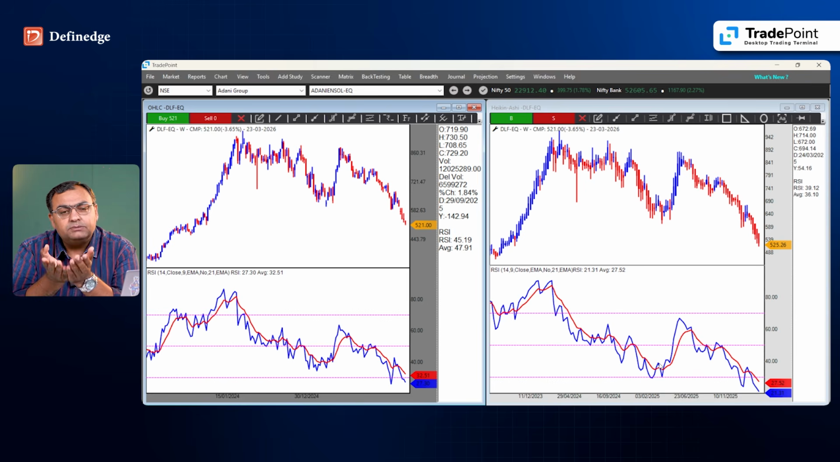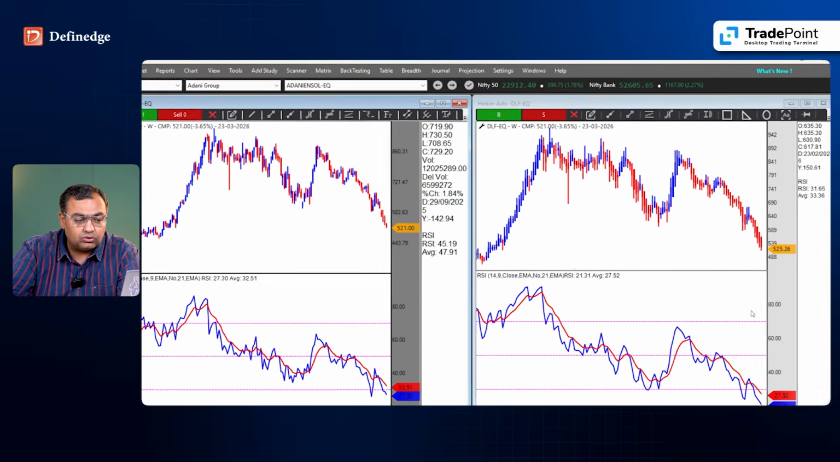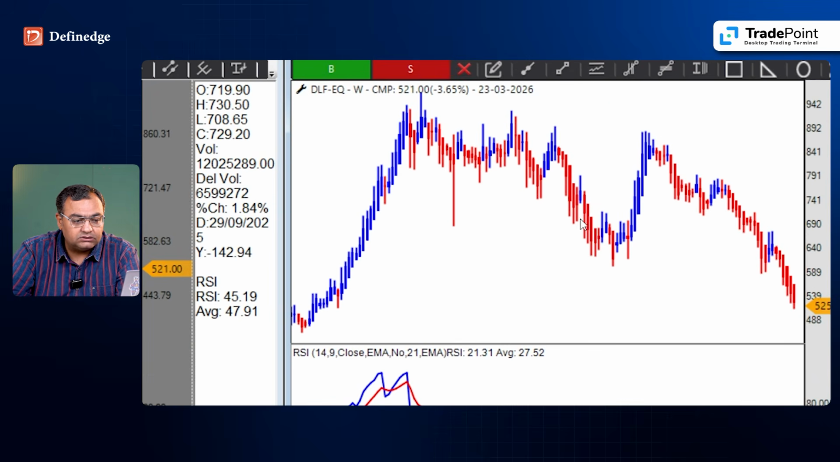Now we all know that 30 is basically the oversold zone, and when bottoms form around the oversold zone, this is a sign of the possibility of a reversal. Again, when you are reading the candlestick pattern, it is very difficult to find out if there is a bottom in place. But if you look at the Heikin Ashi chart over here, let me highlight the structure over here, and let me highlight the structure over here.